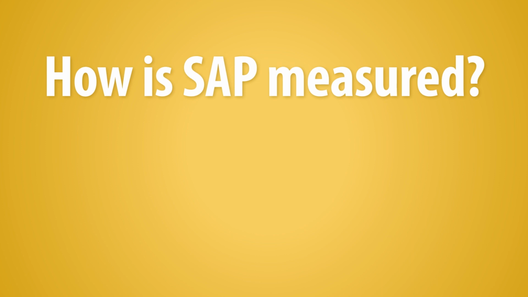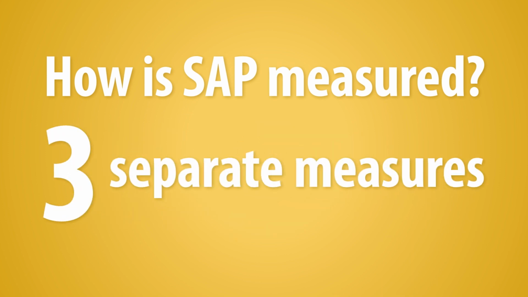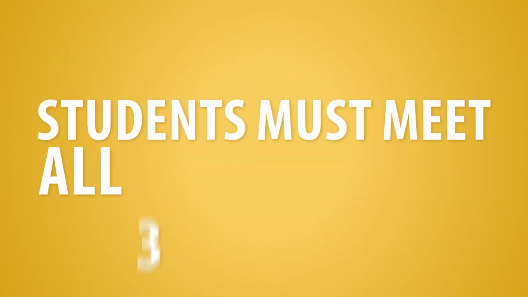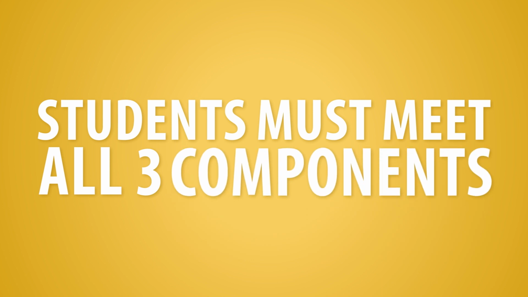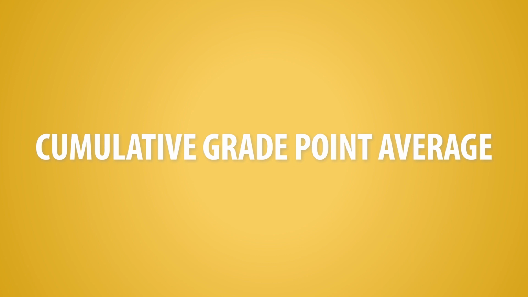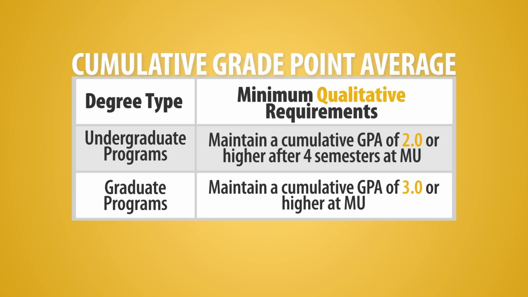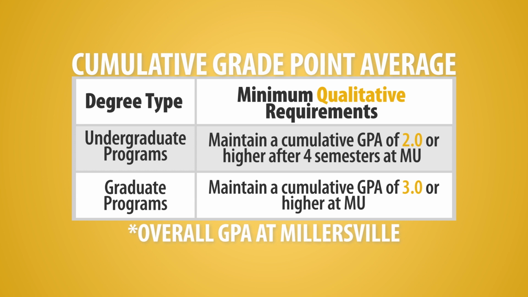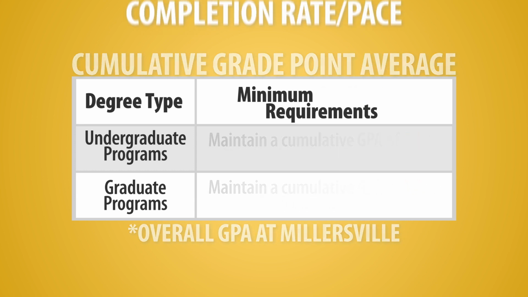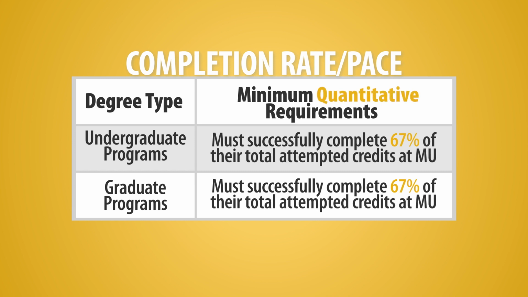How is SAP measured? SAP has 3 separate measures, and students must meet all 3 components to be considered making satisfactory academic progress. Cumulative Grade Point Average, or GPA, is a qualitative measure. This is your overall GPA at Millersville. Completion rate, or PACE, is a quantitative measure.